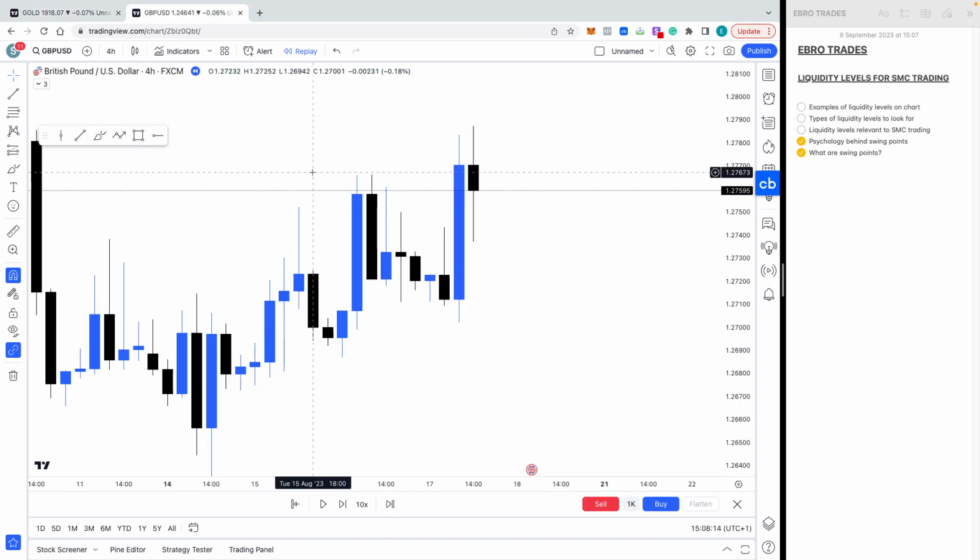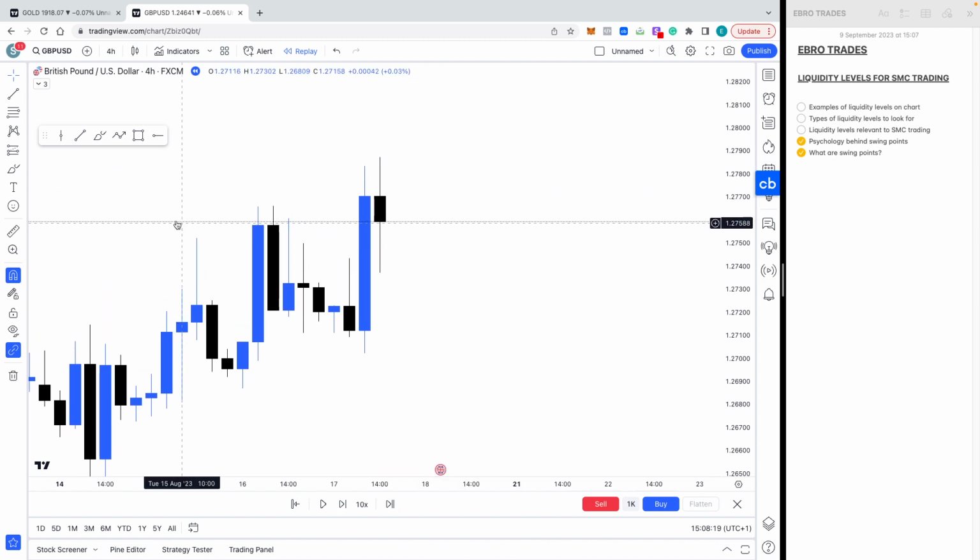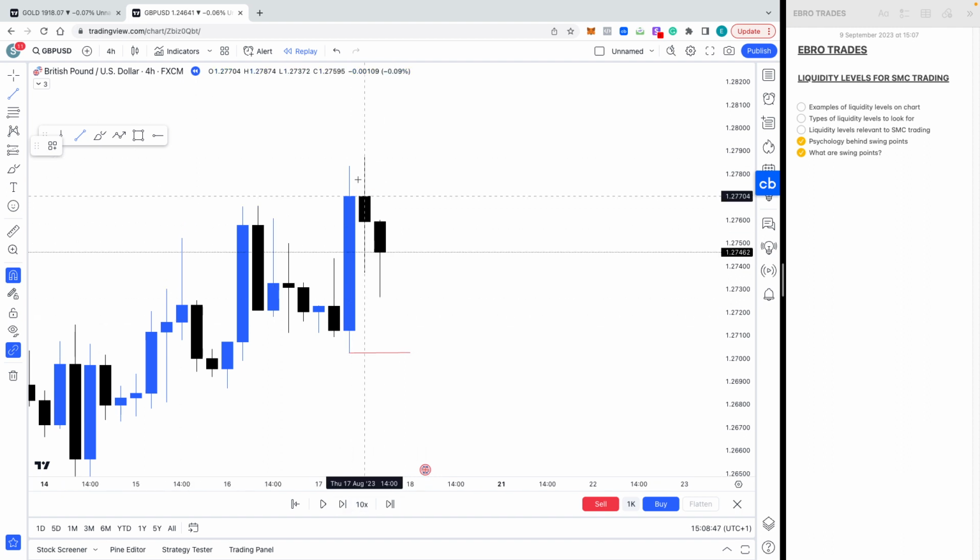So we'll go quickly to the GU chart, GBP USD. Over here, we can see that we've got a low here with a higher low to each side, and so this over here is the liquidity level. This is sell side liquidity. But then we've also got, let's see the next candle, a high with lower highs to each side. And so this here is our buy side liquidity.